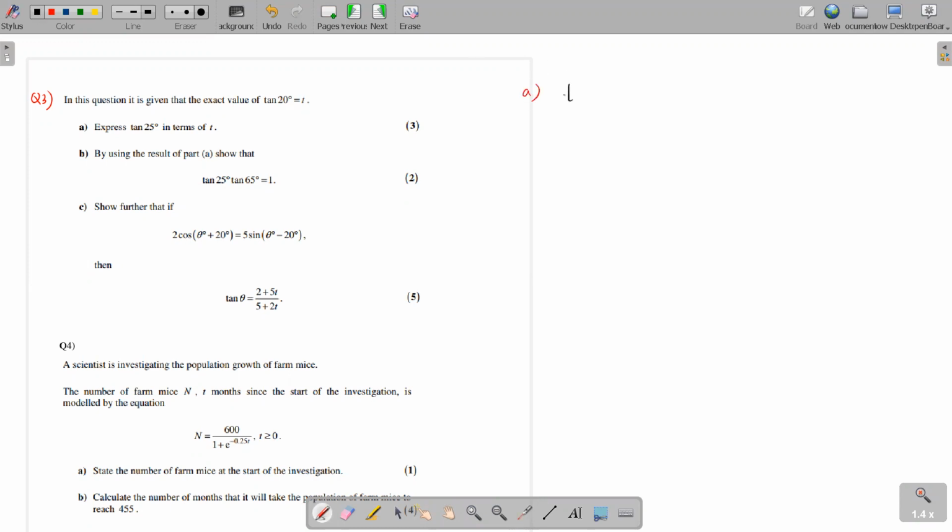So tan 25 can be written as what? tan(45 minus 20), isn't it? The thing is, you need to be strategic here.